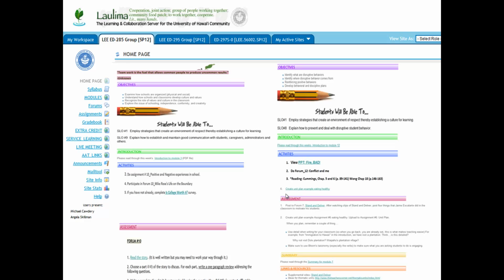I have a general structure of courses in which we have titles, objectives, introduction, activities, assessments. Then I summarize the module, provide them links and resources. So all of the content is located within one module so students aren't hunting around, and I think that increases accessibility for all students.